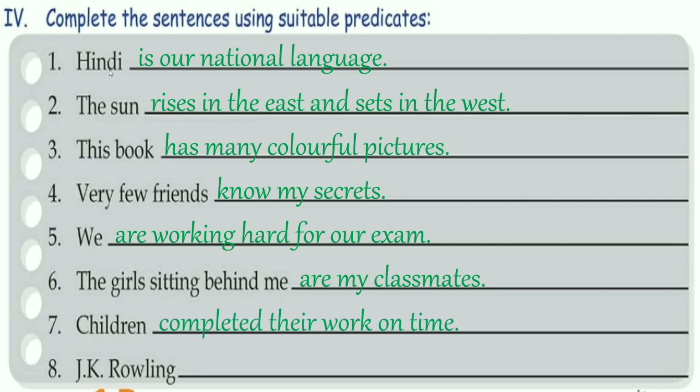Okay, now the last one is J.K. Rowling is a British author. J.K. Rowling is my favorite author. J.K. Rowling has written many stories. So children, I hope you have learned what is subject and predicate.